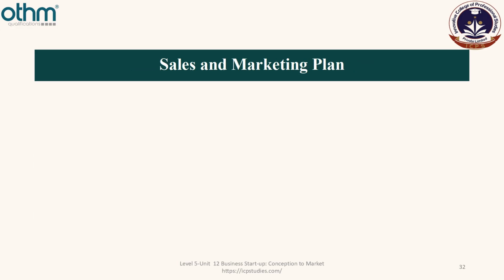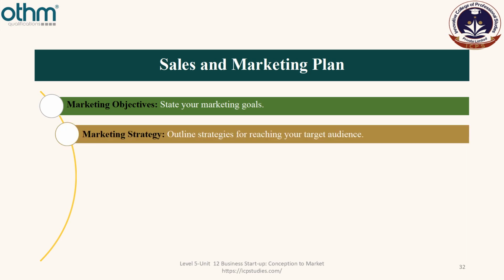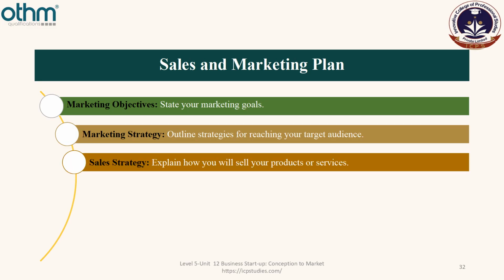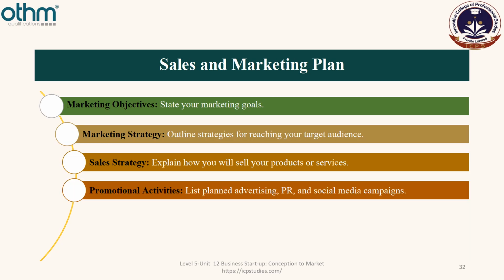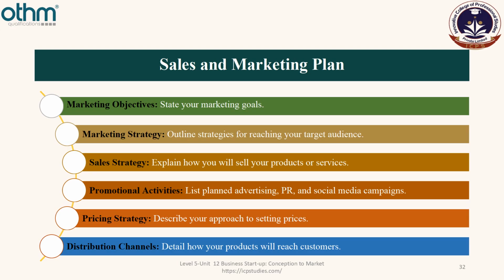Now we have the sales and marketing plan. First, we have the marketing objective in which we state our marketing goals. Then we have marketing strategy in which we outline the strategies for reaching our targeted audience. Then we have sales strategy in which we explain how you will sell your product or services. Then we have promotional activities in which we list our planned advertising, PR, and social media campaigns. Then we have our pricing strategy in which we describe our approach to setting the prices. Then we have distribution channel in which you detail how your product will reach the customers.